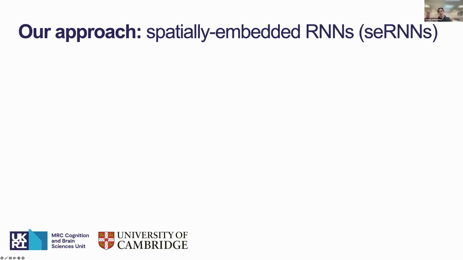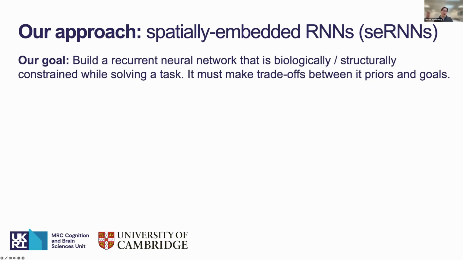So our approach, or the idea that we came up with, is we wanted to work on something we ended up calling spatially embedded recurrent neural networks. The idea was the following. Let's build a recurrent neural network which is constrained biologically or structurally, if you want, while it learns to solve a task. So it's not just solving a task, but there are certain structural and biological constraints built in while it's learning this task. And the idea is, if we manage to build this into the training process, that we can then observe how the brain trades off its functional goals with its structural priors and constraints, right?